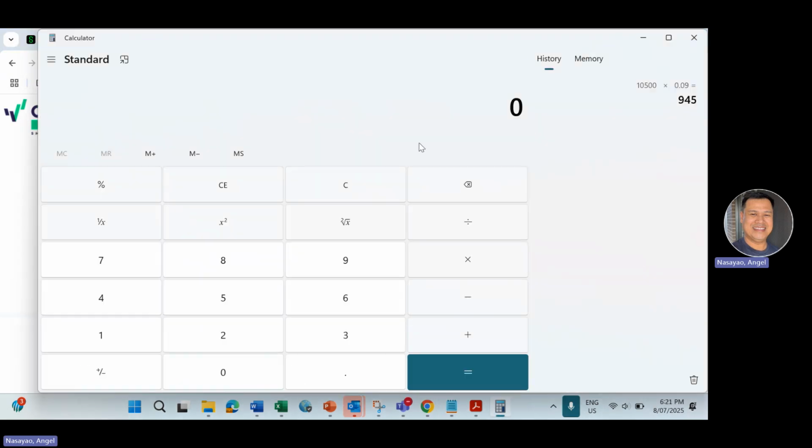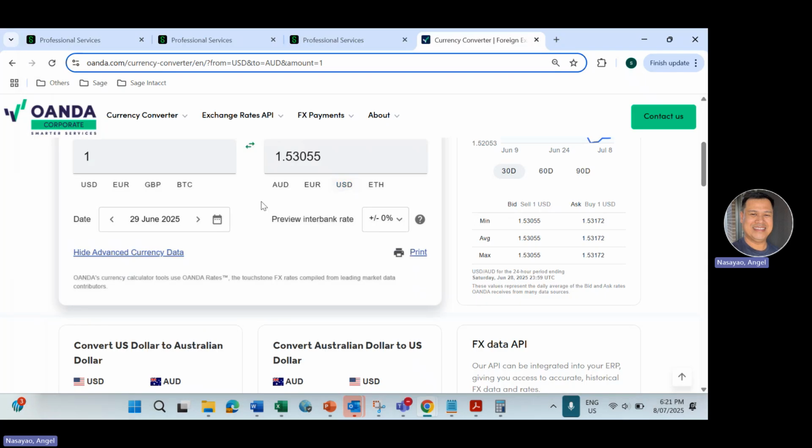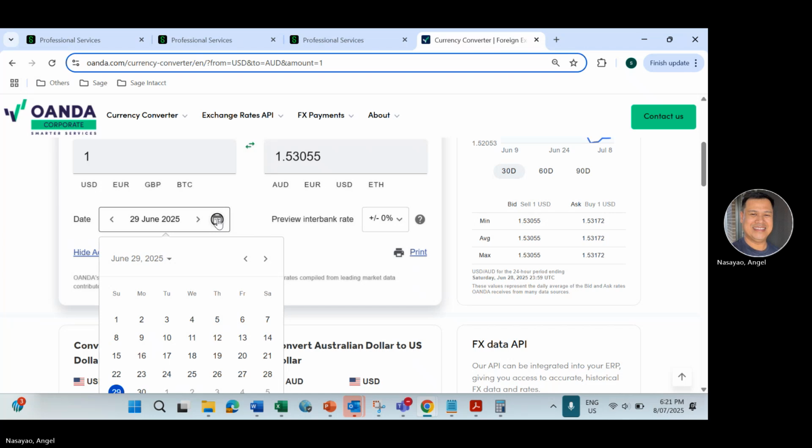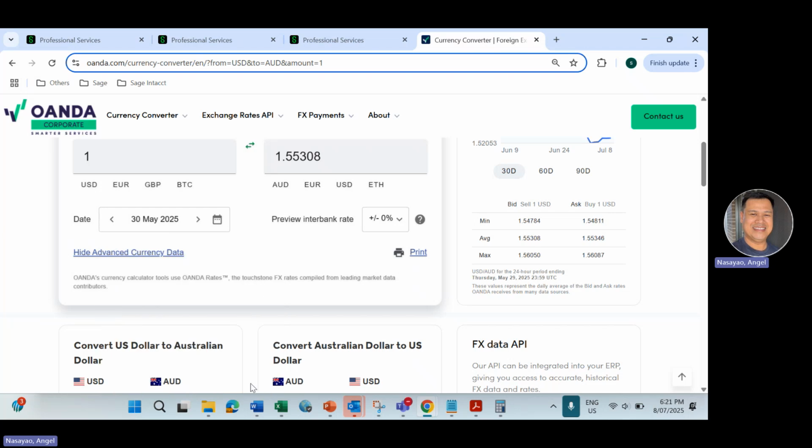1.5317, then minus, let's look at the rate as the end of the prior month. So what's the rate at the end of the prior month? We change days, let me just change it first to May. So it should be the 31st, but we said 1 day prior, so the 30th.